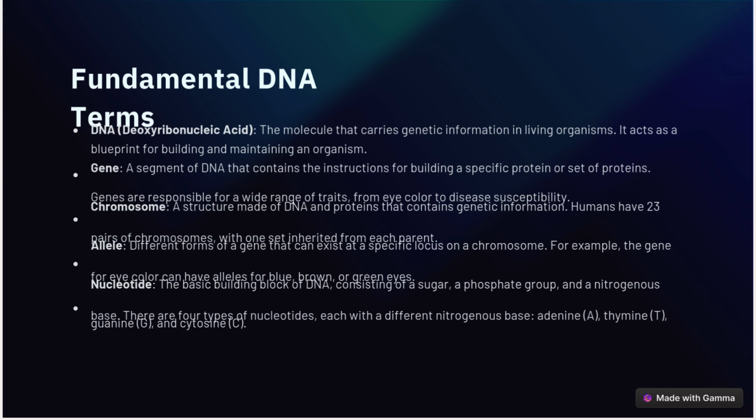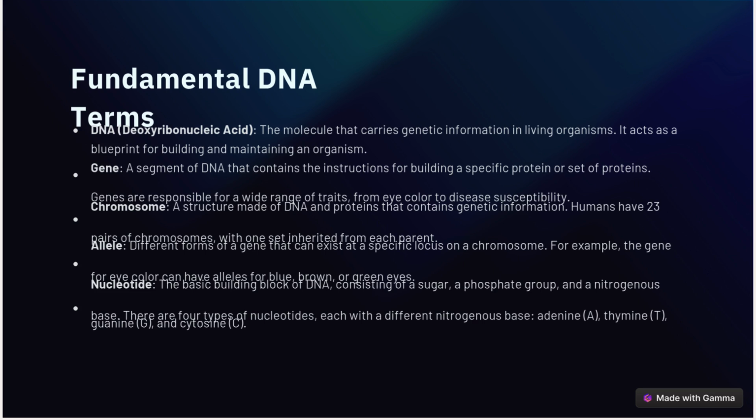Gene, a segment of DNA that contains the instructions for building a specific protein or set of proteins. Genes are responsible for a wide range of traits, from eye color to disease susceptibility. Chromosome, a structure made of DNA and proteins that contains genetic information. Humans have 23 pairs of chromosomes, with one set inherited from each parent.